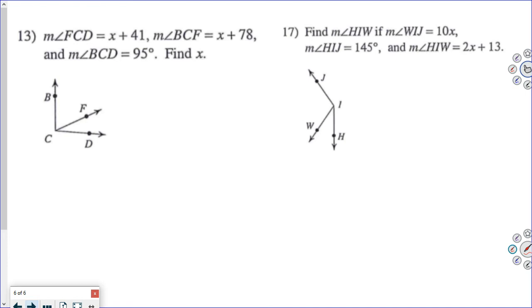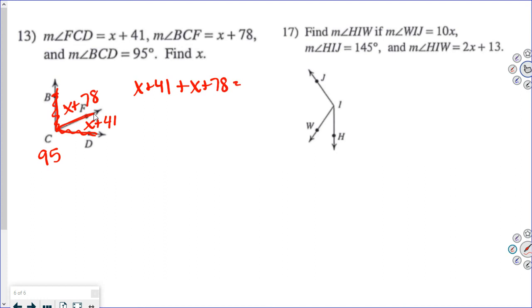Okay, when we look at number 13, flip it over. We know FCD is X plus 41. We know that BCF is X plus 78. They also tell us that BCD, the big one here, is 95. Again, we have small plus small equals big. One of my smalls is X plus 41. The other small is X plus 78. The big angle, or the whole angle, is 95. And now I'm just solving algebraically. As I'm looking at this, I'm going to combine my like terms.